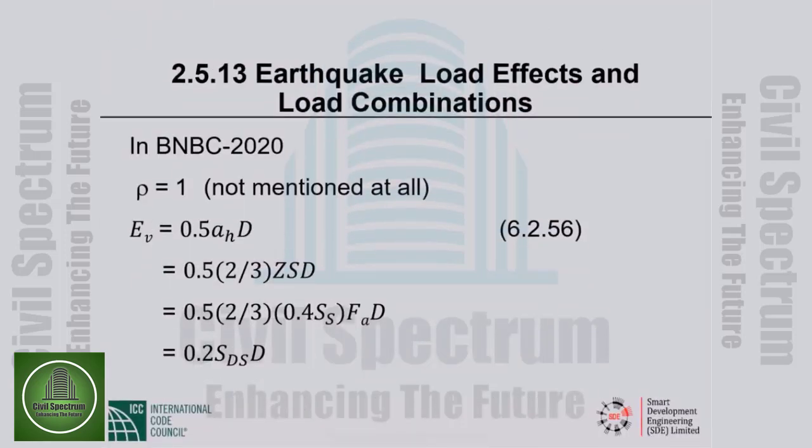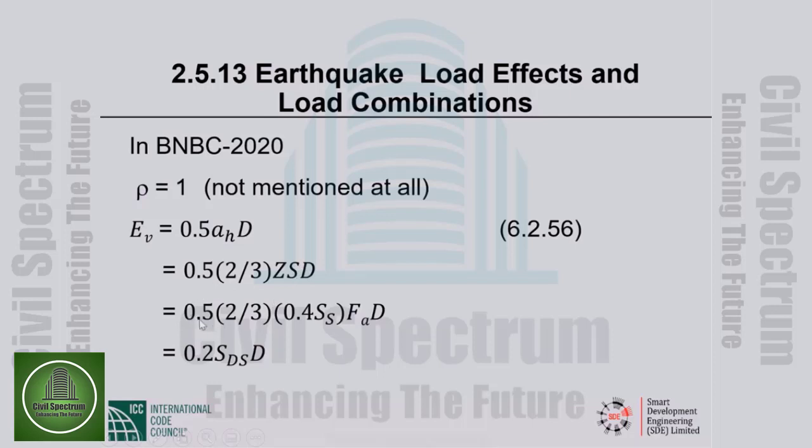Now, in BNBC 2020, as I said, rho is 1, not mentioned at all. E sub B is given by this expression, 0.5 A sub H times the design dead load D. It doesn't say 0.2 S sub ds times D. BNBC does not. A sub H, it says right there underneath the equation, is equal to 2/3 Z soil factor S times D.